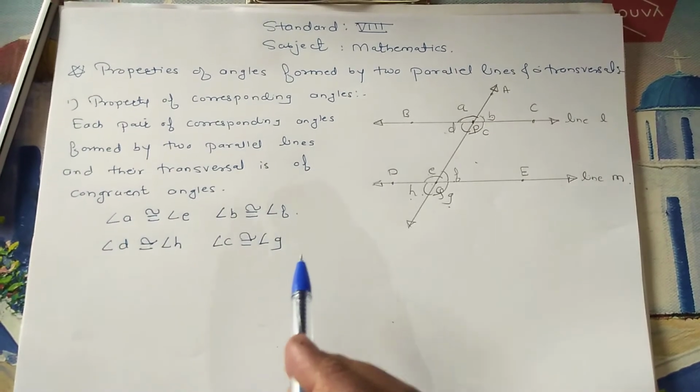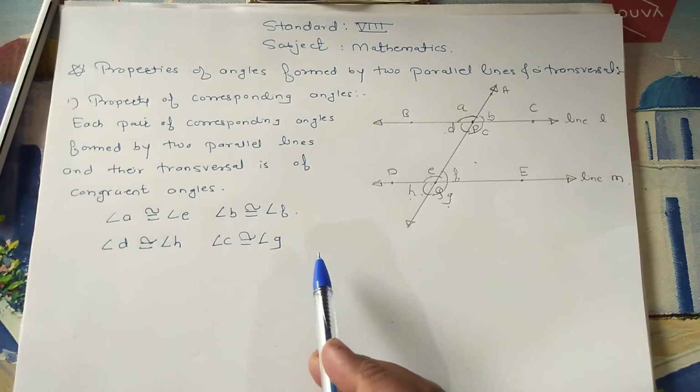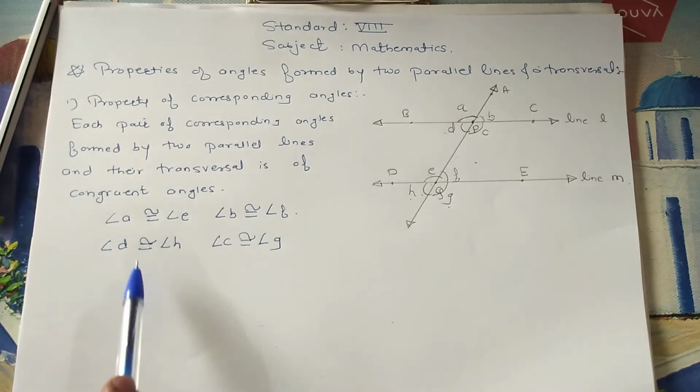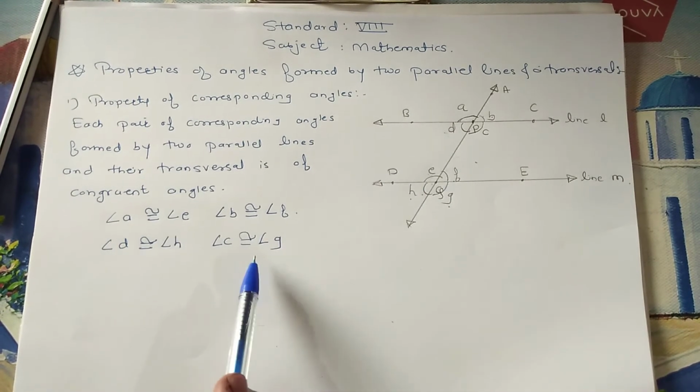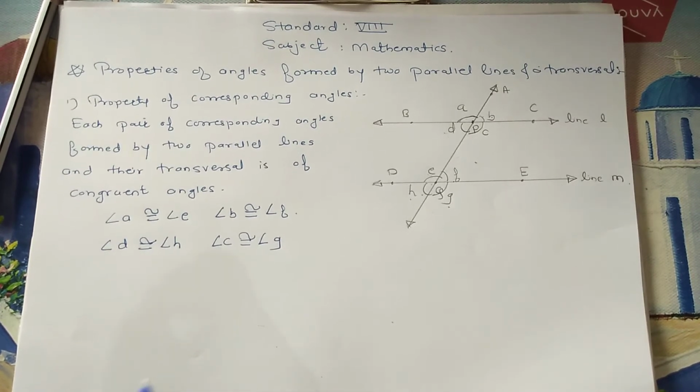So here four pairs of corresponding angles are formed by the two parallel lines and transversal, and all the corresponding angles are congruent with each other. This is the property of corresponding angles.